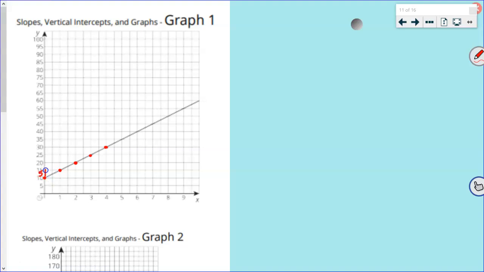What's the run? Are you sure? Check again. Sure, I went over 2 boxes. How much did I go over? I went over 1. So you've got to pay attention to the scale. Not just going up and down, going across as well. So the rise over the run. 5 over 1. What's 5 over 1 simplify to be?